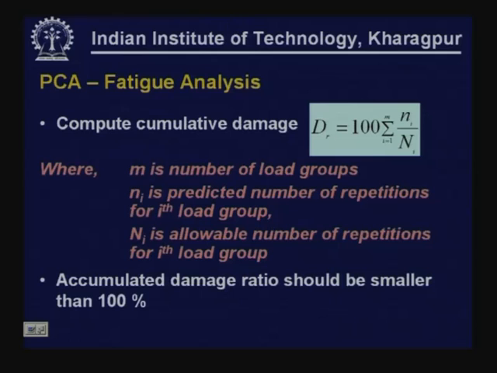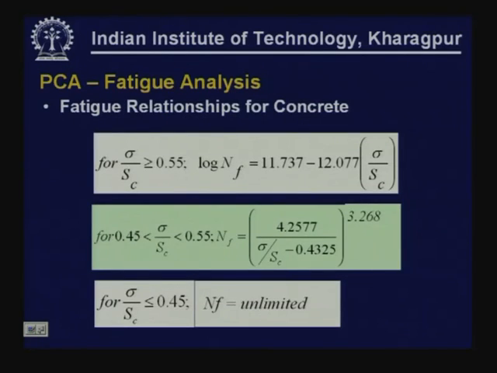That is capital N_i. So, once you get this ratio for different load groups, you can sum up all those relative damages, and the accumulated damage ratio should be smaller than 100% for the slab to be safe. This is the fatigue relationship considered for concrete. These relationships explain, in terms of the stress ratio, how many repetitions the slab, or the concrete material, can handle before it fails in fatigue damage.